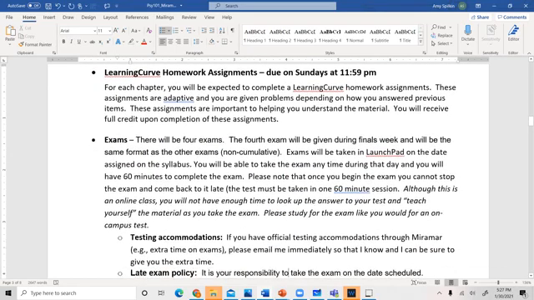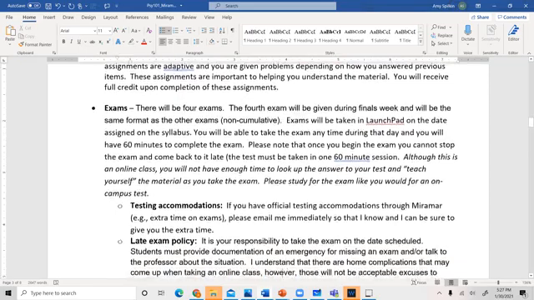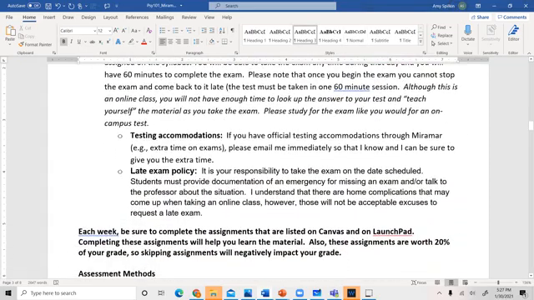And if you have any type of testing accommodations through Miramar, like extra time for the exams, just email me so that I can be sure to give you whatever accommodations you need.